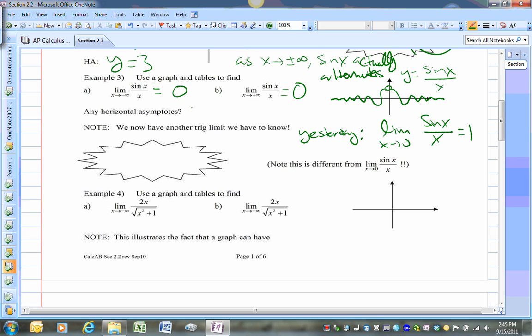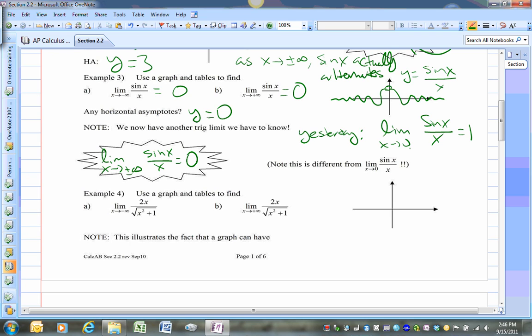And even though it's not very obvious, there actually is a horizontal asymptote at y equals 0. Because as you go to the left or to the right forever, y is approaching a finite value, we say at y equals 0. So another trig limit to know: the limit as x approaches plus or minus infinity of sine x over x equals 0.